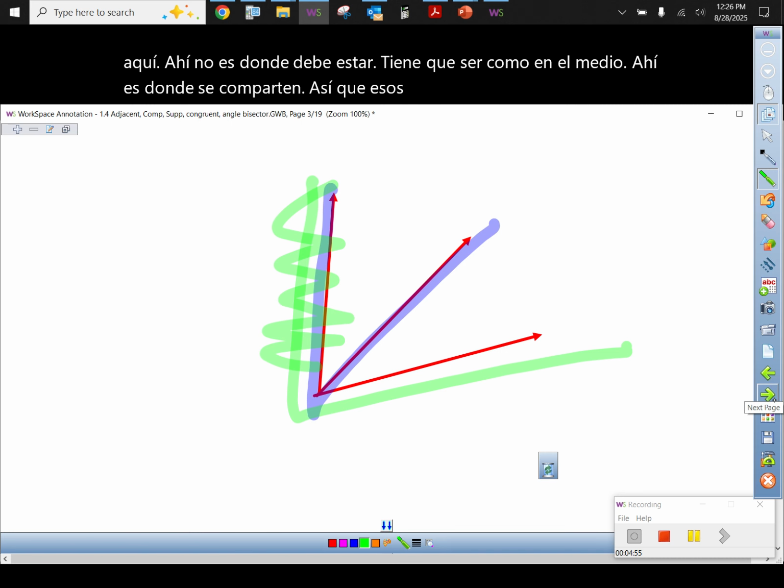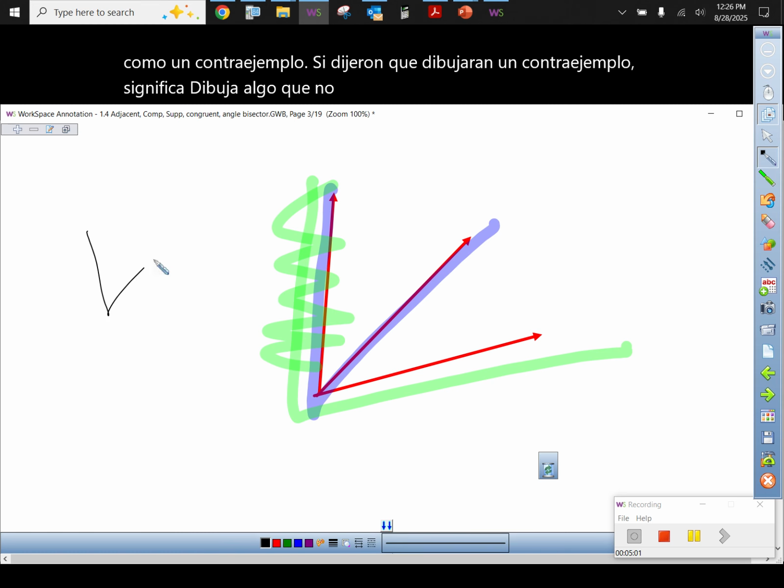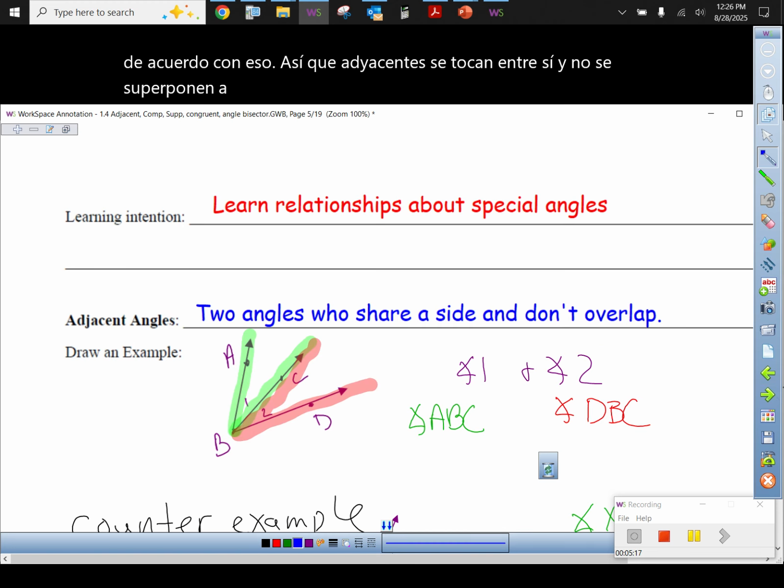If they said draw a counterexample, it means draw something that's not adjacent. Here's another one. What do you think about this? This black angle right here and this blue angle right here. Adjacent or non-adjacent? Why are they non-adjacent? Not touching at all, right? You cool with that? So adjacent, they're touching each other, and they don't overlap. Rock on? So how about our next word?